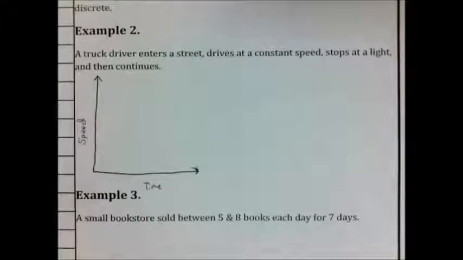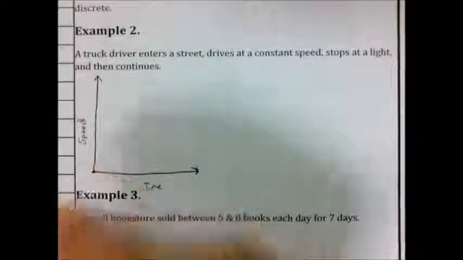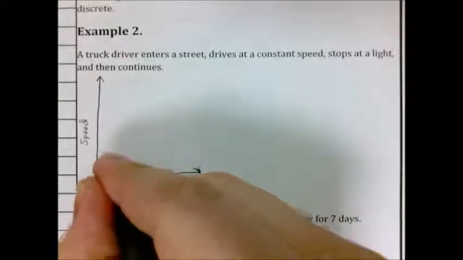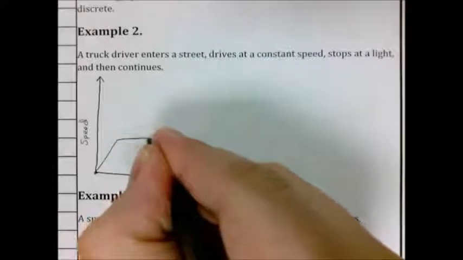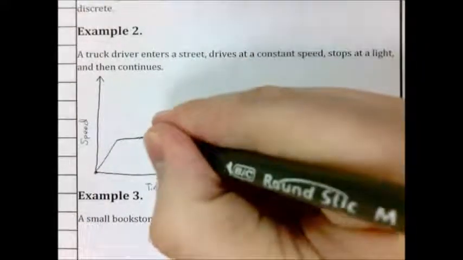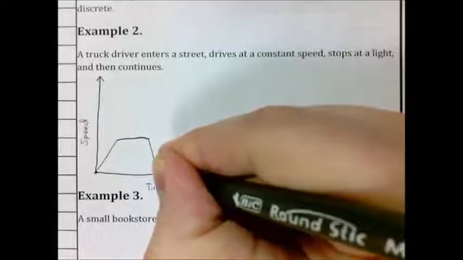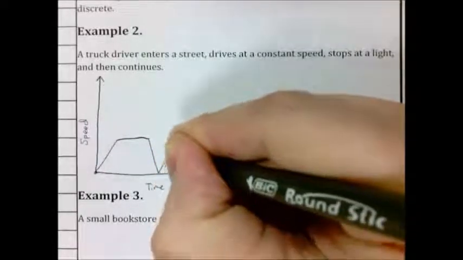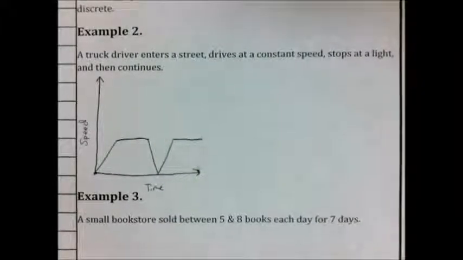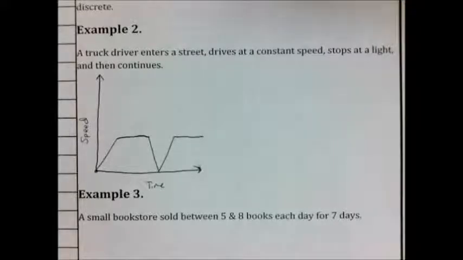All right, so you should have drawn some sort of graph like mine. We know a truck driver enters the street. So that means at some point he was completely stopped at the beginning, right? He enters a street and gets up to some constant speed, and he starts driving at some constant speed. Then he stops at a light, so that means he has to go back down to 0 speed. And then he resumes again, which means he goes back up to his speed. So the graph should look like this, right?